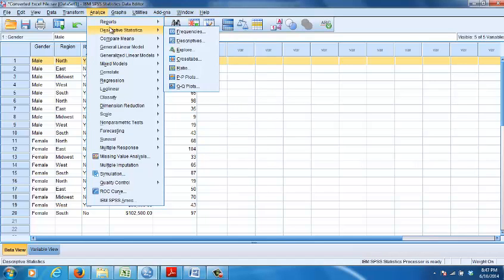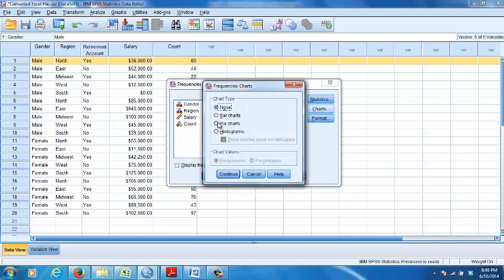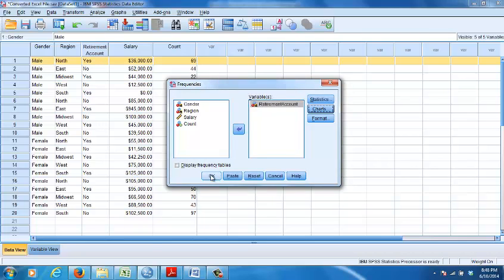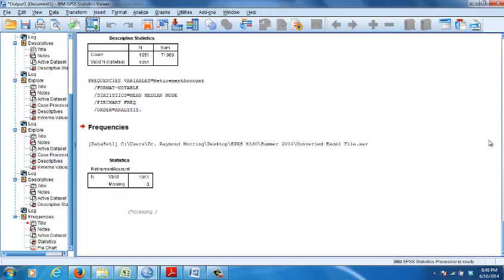So we'll go to descriptive statistics, we'll go to frequencies. I don't want the frequency table, so I'll put over retirement account. But here under charts, I'm going to click pie. This will give me a pie chart. And I can tell it to either give me the frequency or the percentage. In this case, I'll leave it as frequency. But then you click continue and click OK. When you do this, you'll find something that may be kind of interesting to you.